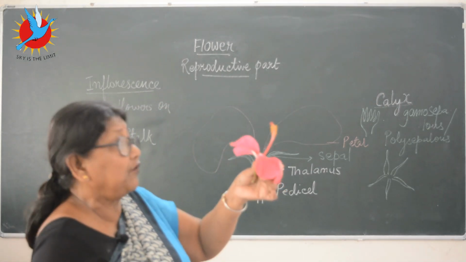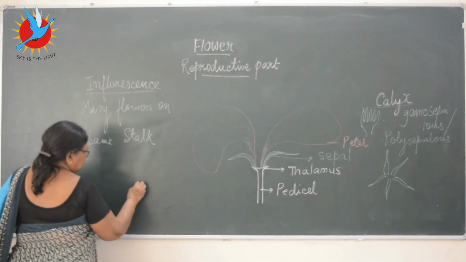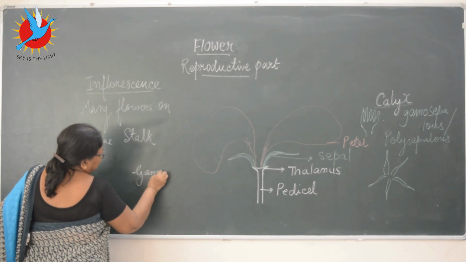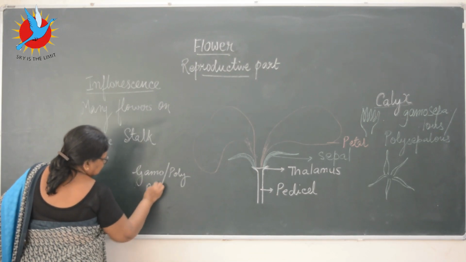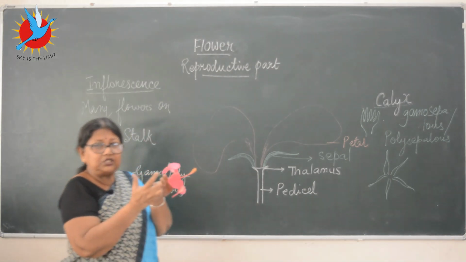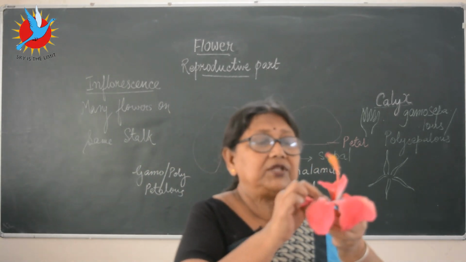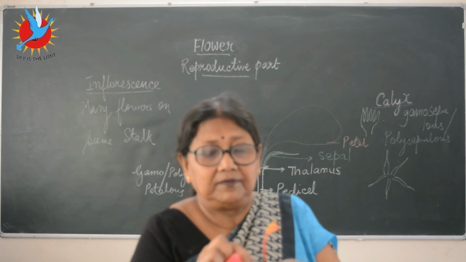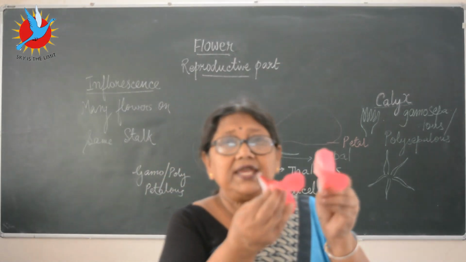Same condition again for petals also. I'll just write it for you. They can be gamo or polypetalous. Gamo means together, joined, and poly means separated. Okay, so let's peel out this second whorl. So you can see these are the petals.